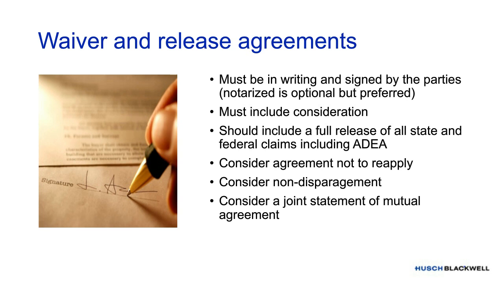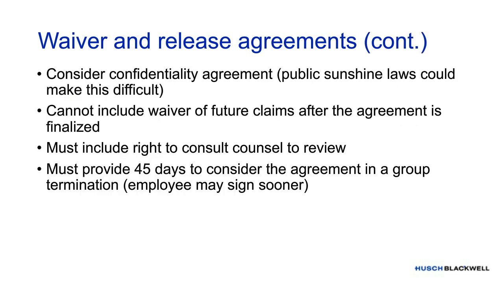You should consider whether you want to have an agreement that the individual will not reapply or be rehired by the institution. Consider non-disparagement clauses or a joint statement about why the employee was separated. Sometimes those are done, and sometimes they're actually attached to the back of the severance agreement. You should consider whether a confidentiality agreement makes sense, and obviously for public institutions sometimes that can be difficult, so you'll want to think through those issues.